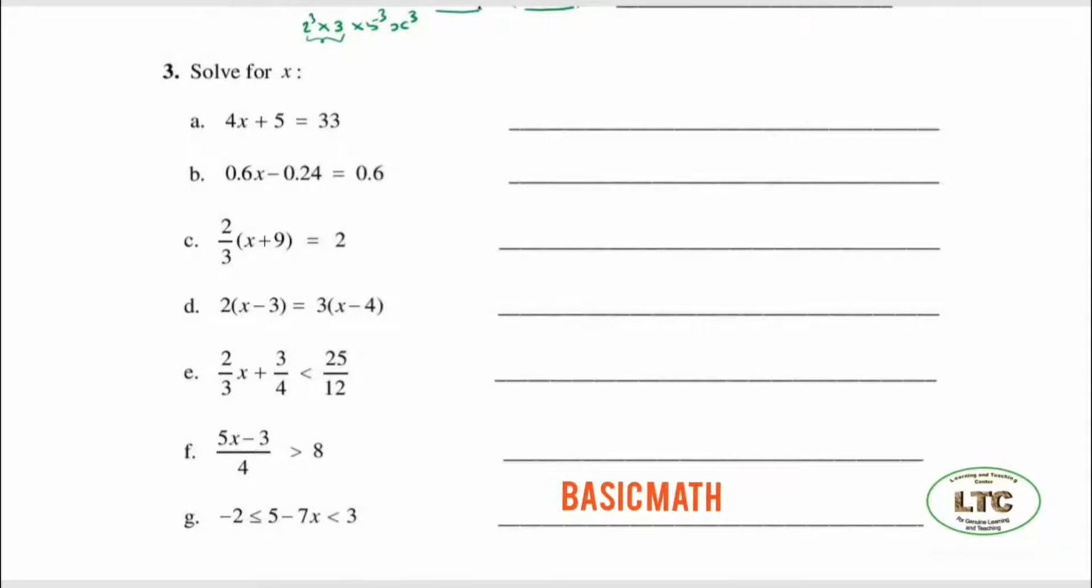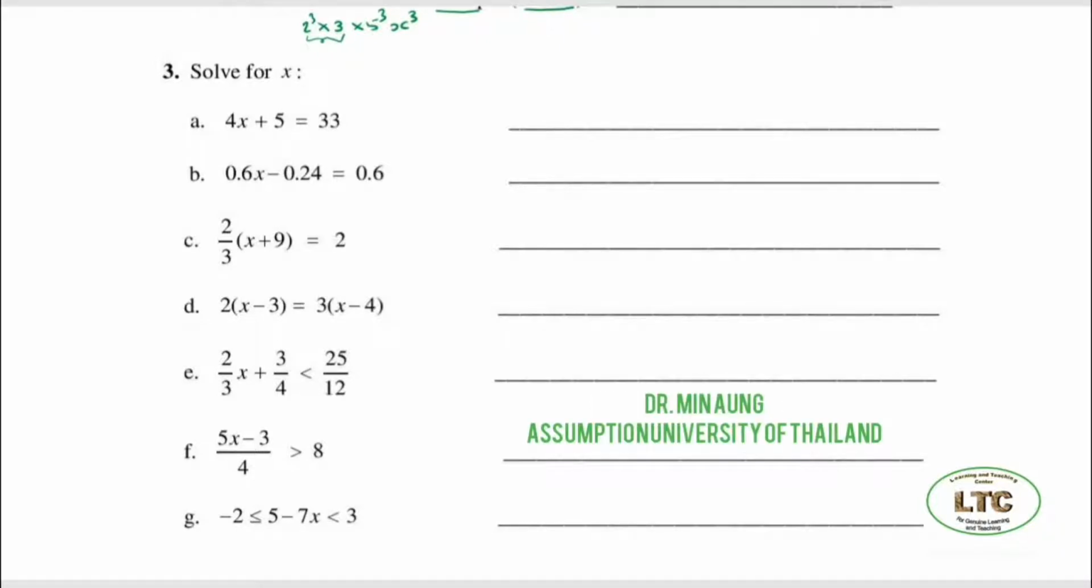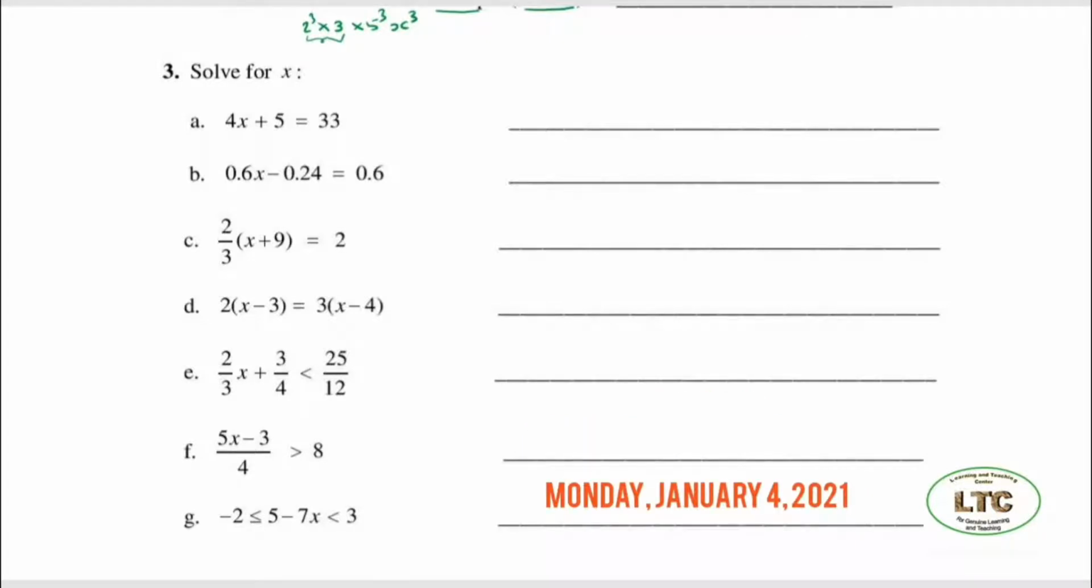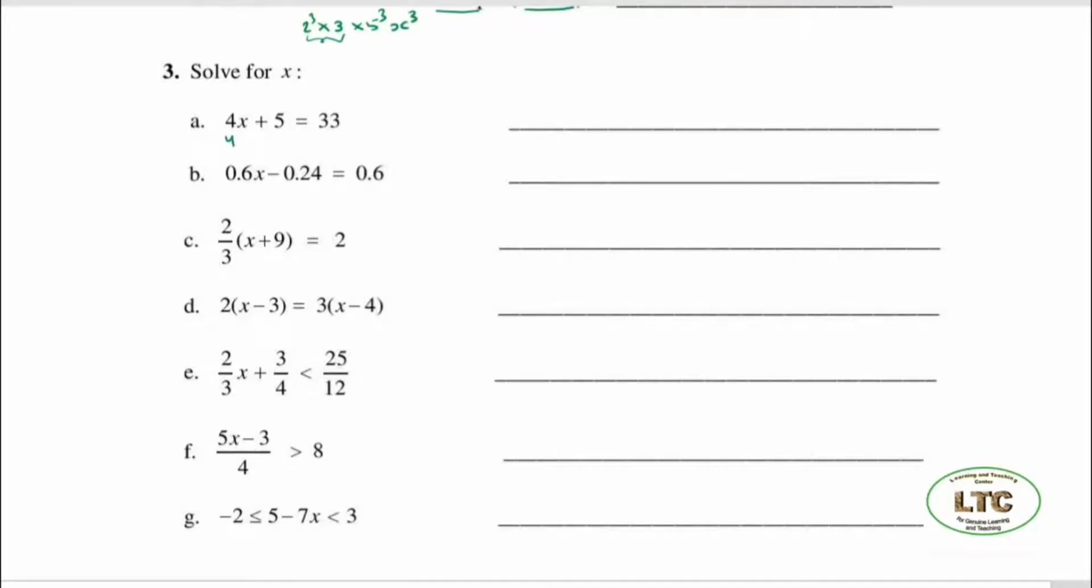3. Solve for x. It is a linear equation because we see one variable only, x, and the highest degree is 1. So we have to leave x alone on the left. Move 5 first. You subtract 5 from the left hand side, you get 4x. You subtract 5 from the right hand side, 33, you get 28. You divide 4x by 4, you get x. You divide 28 by 4, you get 7. So your answer is x is 7.